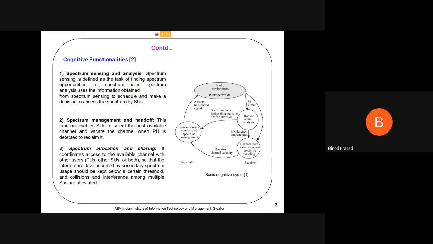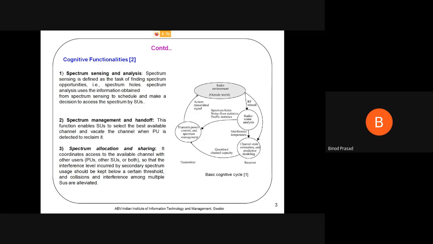Then the third is spectrum allocation and sharing. There should also be mechanisms that coordinate access to the available channels with other users, maybe with the PU. The cognitive user will sense a given band and can have a number of bands in series, and then it can allocate them to a given user among the SUs. So there should be some allocation scheme for how to allocate based on the requirement among its users.